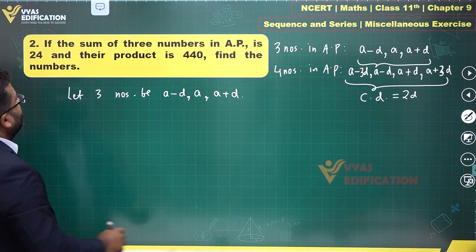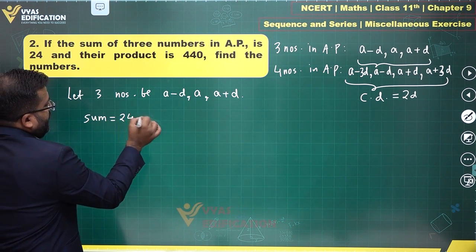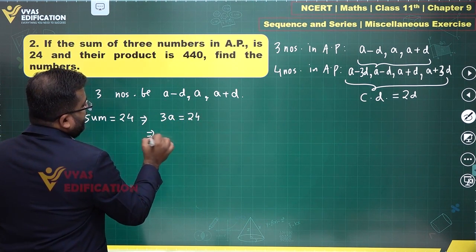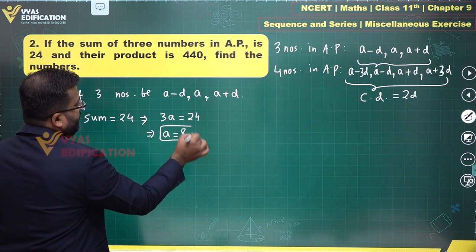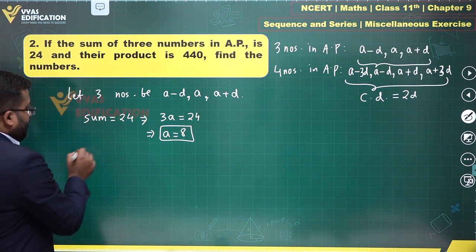Once you have this, therefore sum is equal to 24 implies 3A will be 24 and that tells me A will be 8. This is what you'll get, right? And the product is 440.